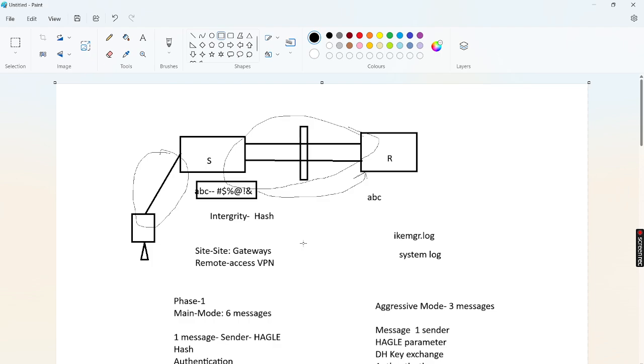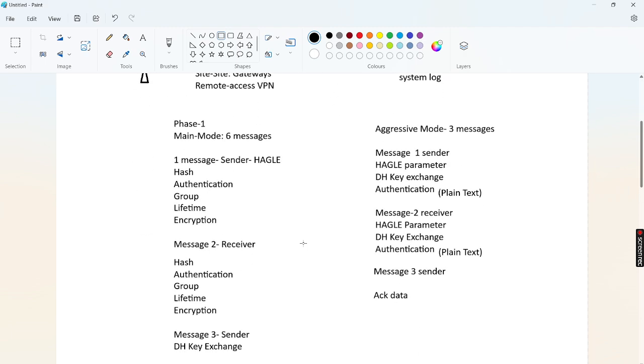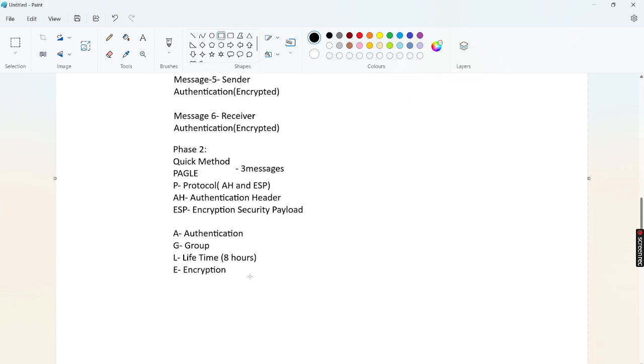You can go. I will share the document in some time on the website, so that you can use that and go through phase 1 and phase 2. We can do a lab tomorrow, after discussing the transport modes and IPsec protocols.